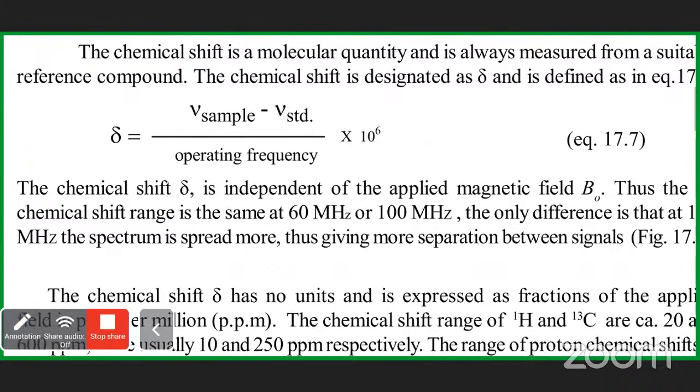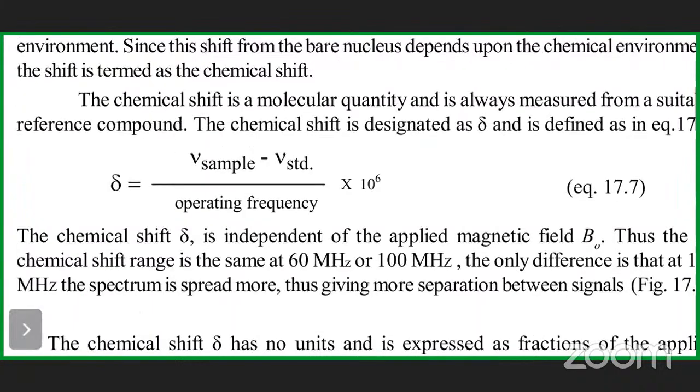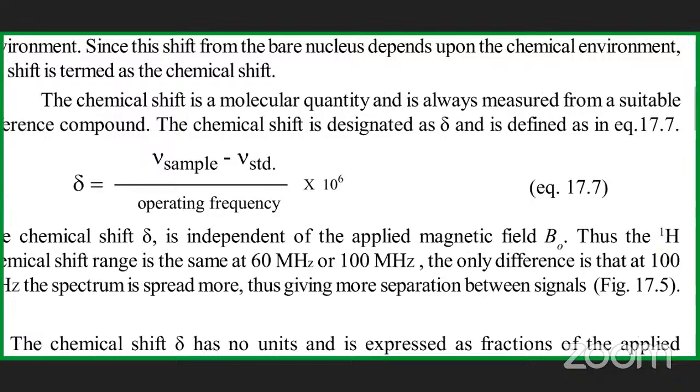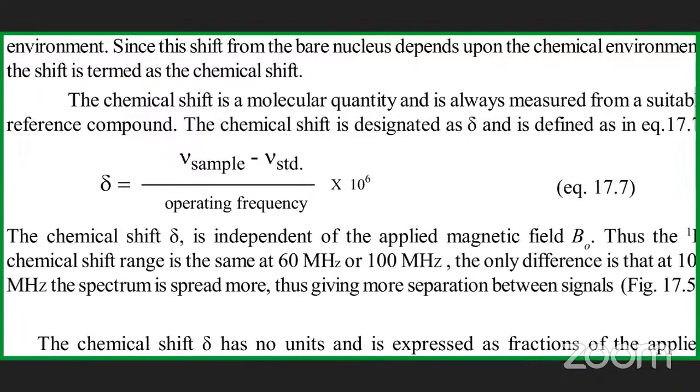And we can define the chemical shift as the observed position of the sample, or the absorption position of your sample, relative to the standard, divided by the operating frequency. Operating frequency means the megahertz, whether we are recording that NMR spectra on 60 megahertz or 100 megahertz or 120 megahertz, right? This is your instrument frequency, and 10 power 6. So this is the formula to calculate the delta or chemical shift values.